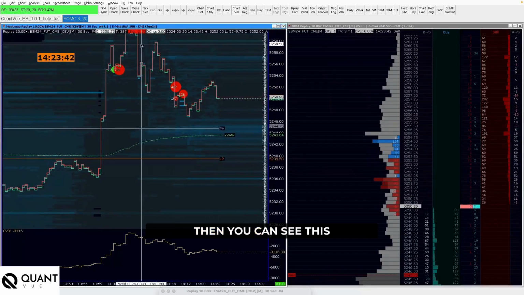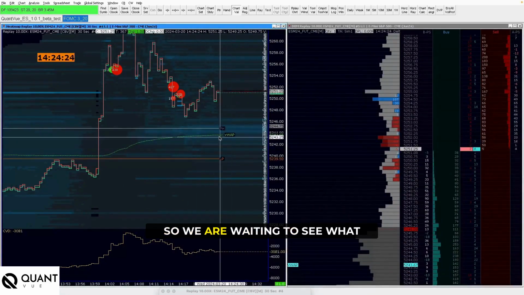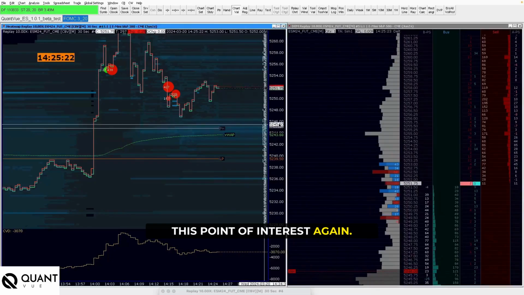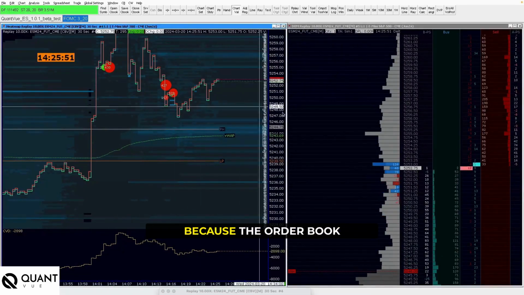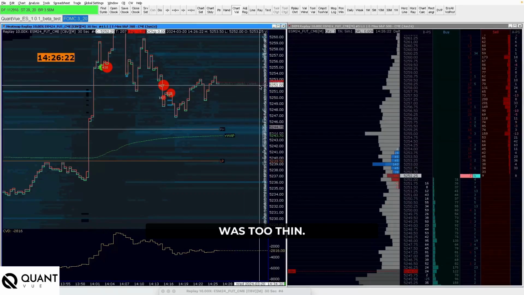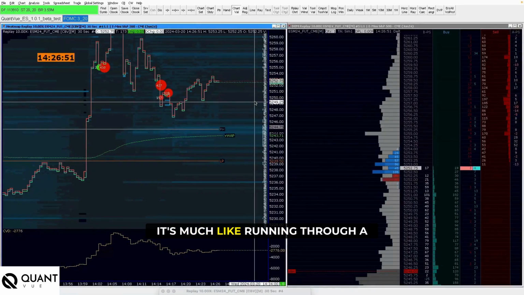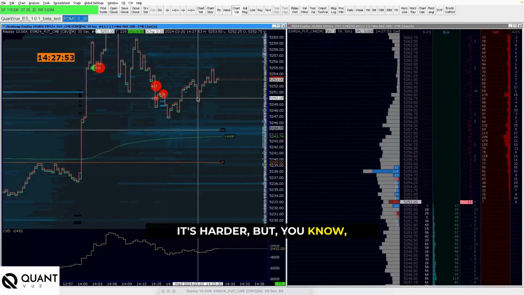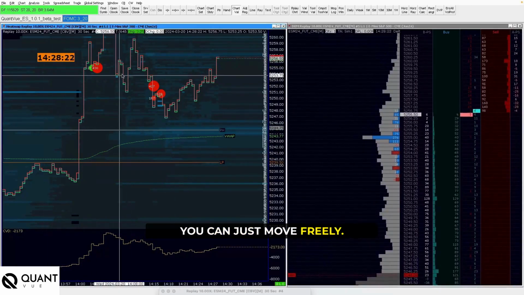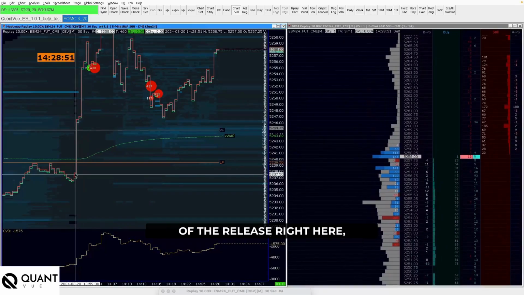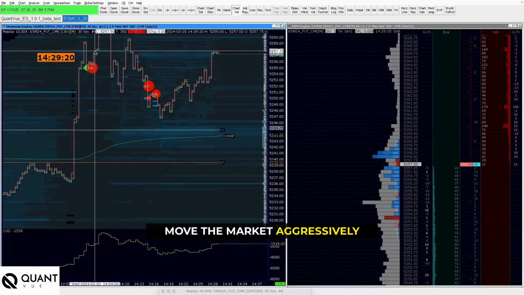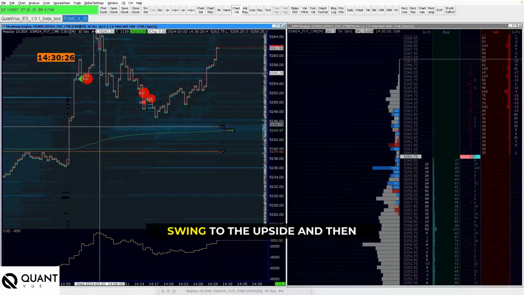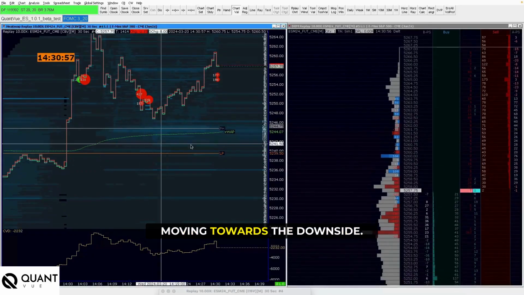Then you can see this initial swing, so we are waiting to see what happens once the market hits this point of interest. Again, the market moved initially because the order book was too thin. It's much like running through a forest. When you have a lot of trees in front of you, it's harder, but when you have less, you can just move freely. So any aggression at the time of the release moved the market aggressively to the upside. So again, we are looking for this initial swing to the upside and then a move towards the downside.